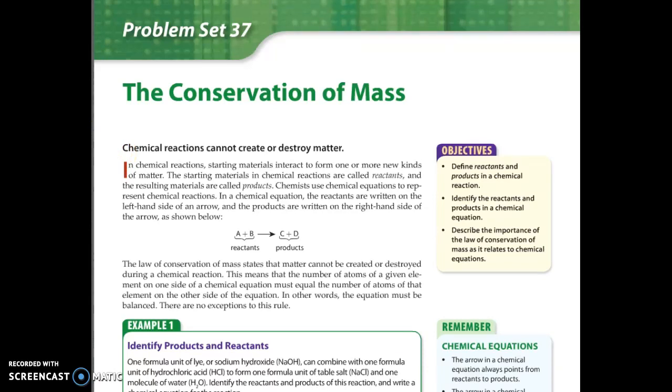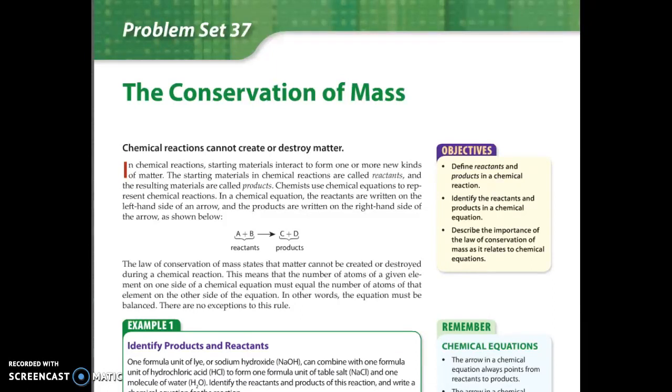In chemical reactions, starting materials interact to form one or more new kinds of matter. The starting materials in chemical reactions are called reactants, and the resulting materials are called products. Chemists use chemical equations to represent chemical reactions. In a chemical equation, the reactants are written on the left-hand side of the arrow, and the products are written on the right-hand side of the arrow as shown below.